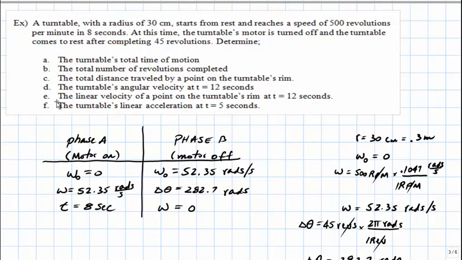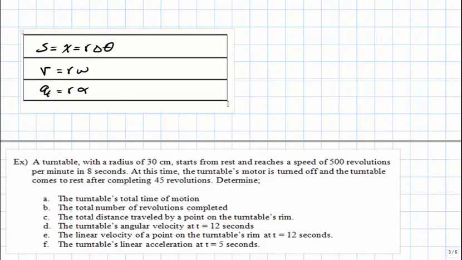In part E, we would like to determine the linear velocity of a point on the turntable's rim at t equals 12 seconds. In order to do that, we can use the equation v equals r omega, right? Linear velocity refers to v from one-dimensional motion. We already calculated the angular velocity at t equals 12, so this is the perfect equation for our needs.